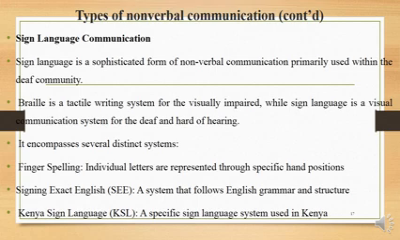It encompasses several distinct systems: finger spelling, where individual letters are represented through specific hand positions; Signing Exact English, a system that follows English grammar and structure; and Kenyan Sign Language (KSL), a specific sign language system used in Kenya.